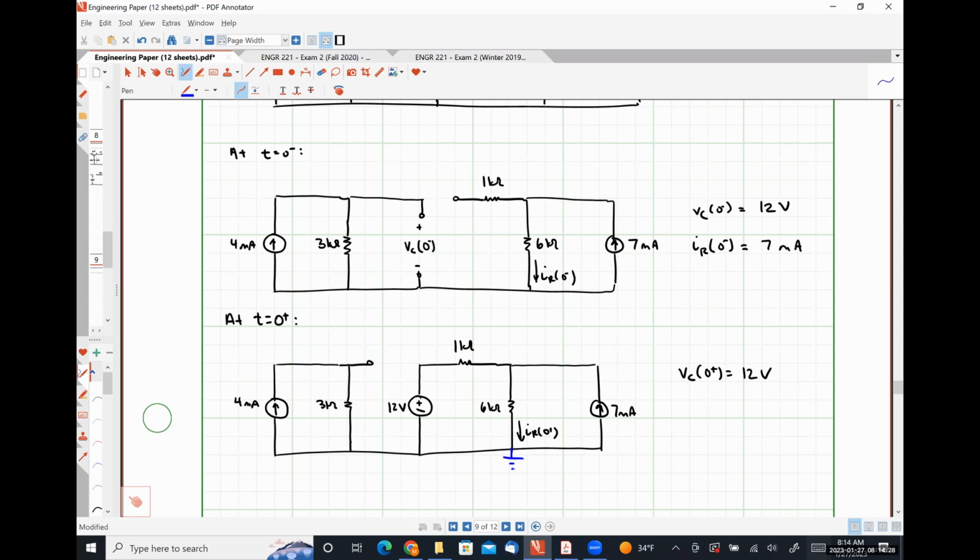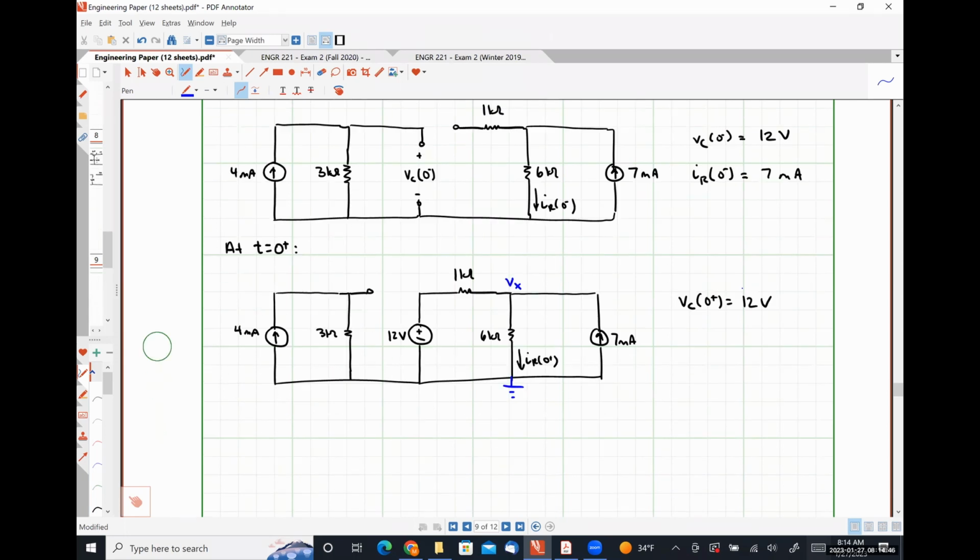So if I consider this node right here to be my reference, this is the only unknown voltage that I need to worry about. And so IR is just going to be whatever that VX is divided by 6 kilo ohms. But I can get that with just a single equation, right? So I would have VX minus 12 volts over 1 kilo ohm plus VX over 6 kilo ohms minus 7 milliamps is equal to 0.